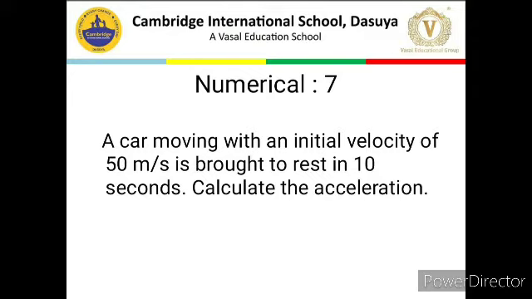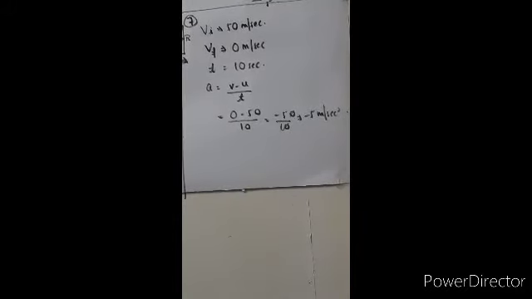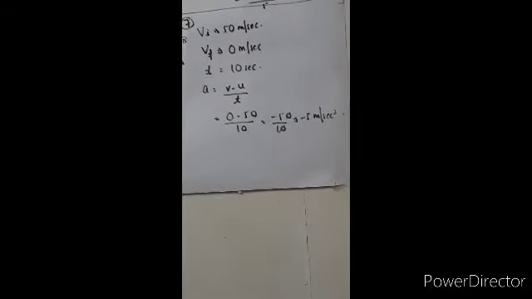Seventh numerical. A car moving with initial velocity of 50 meter per second is brought to rest in 10 seconds. Calculate the acceleration of the car. Here the car is brought to rest, means it approaches 0. Let's understand. In this question, you have initial velocity as 50 meter per second and then the object is brought to rest. Means the final velocity is going to be 0.